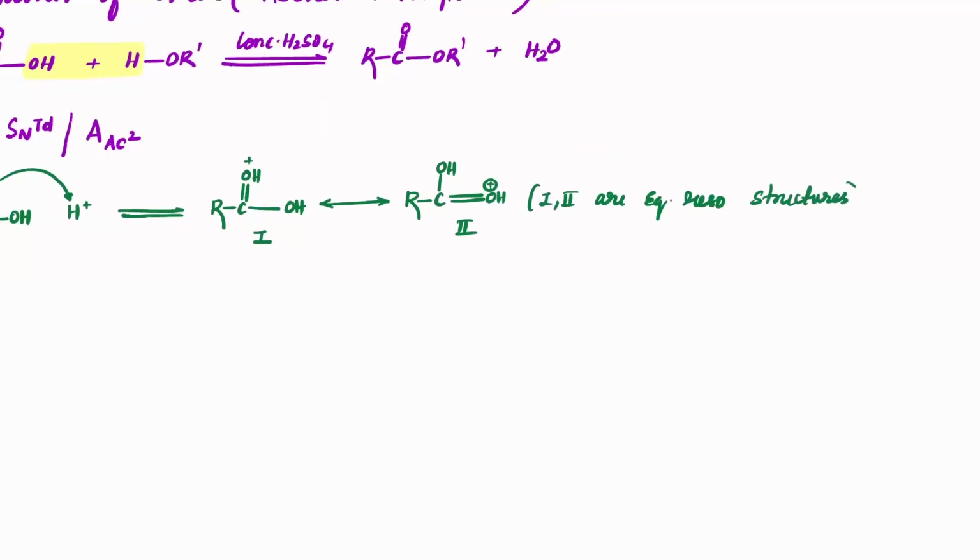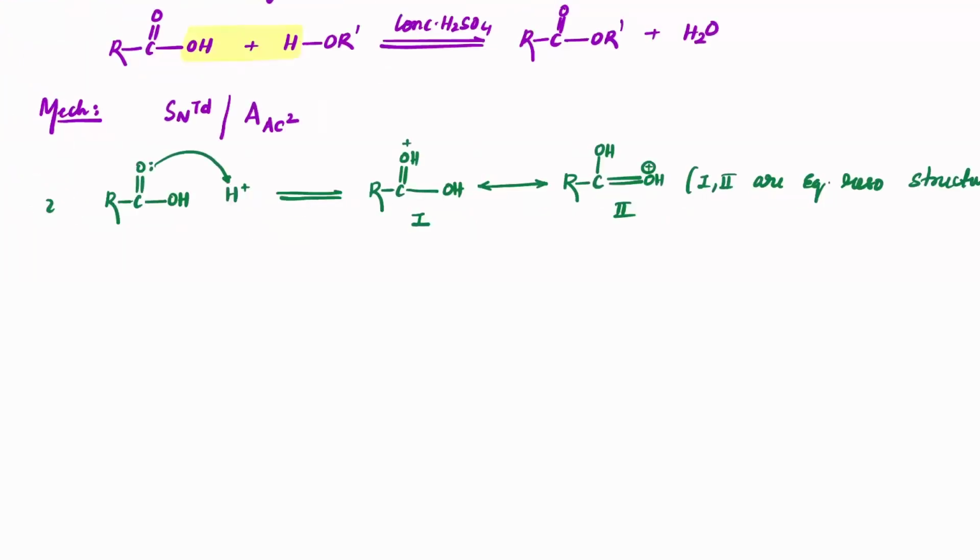So guys, let's put this as step 1. Step 1 is generating these equivalent resonating forms. And now, because of the positive charge on oxygen here, that will induce a sufficient positive charge on carbon, and that becomes a hint for alcohol to attack.